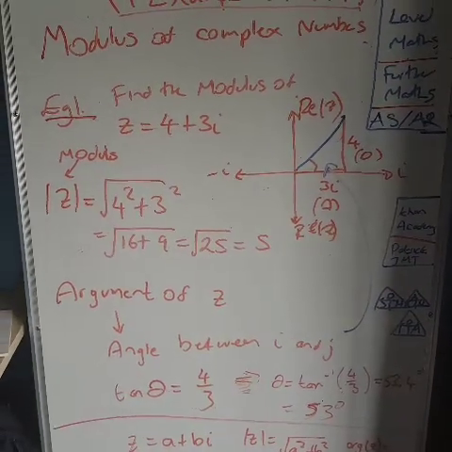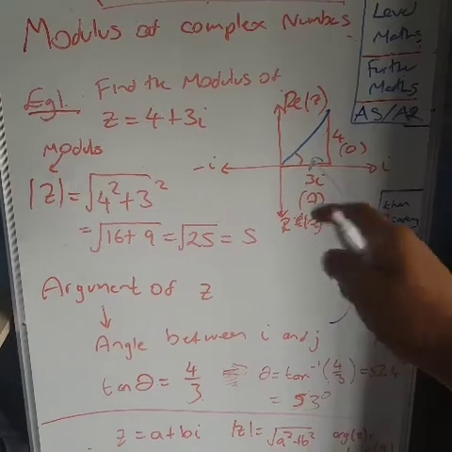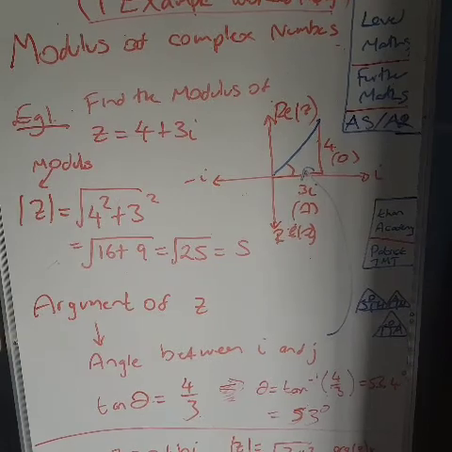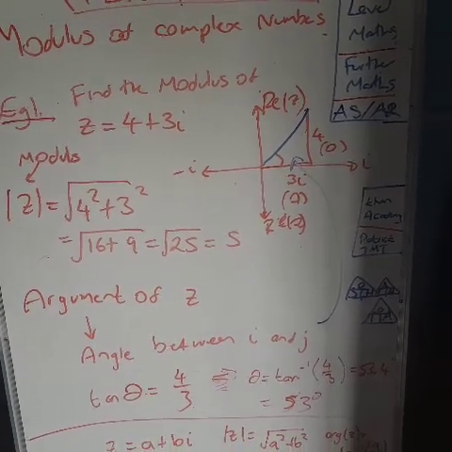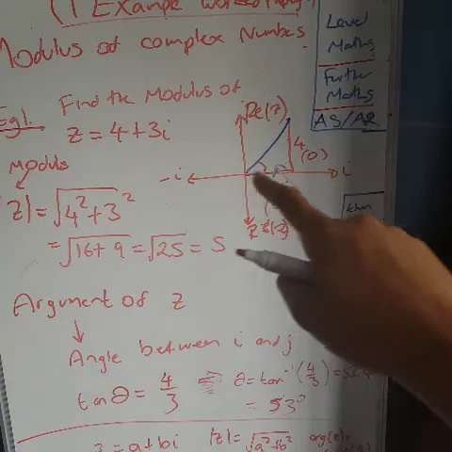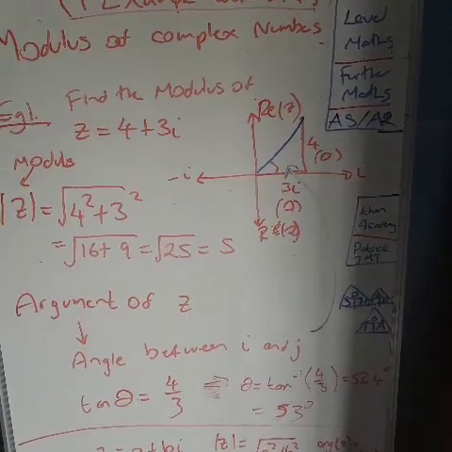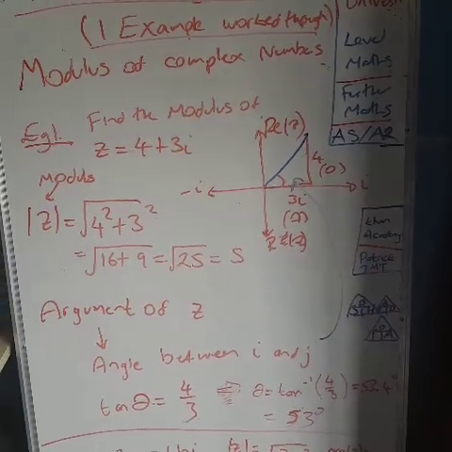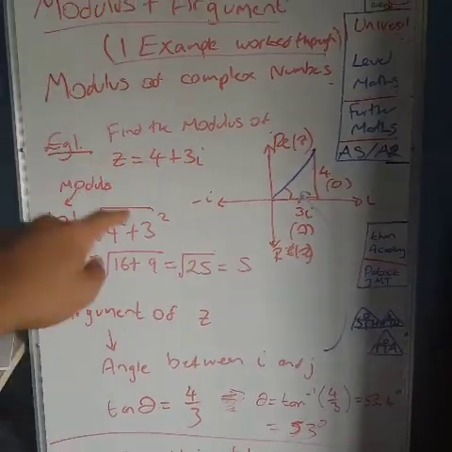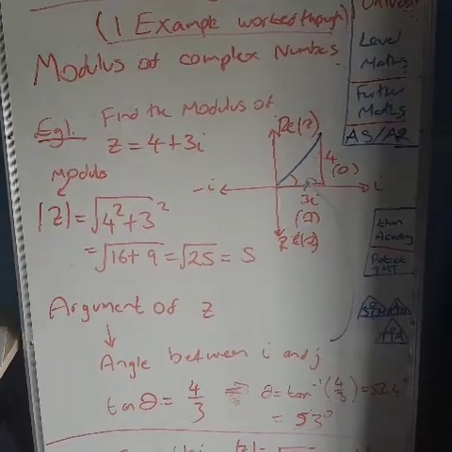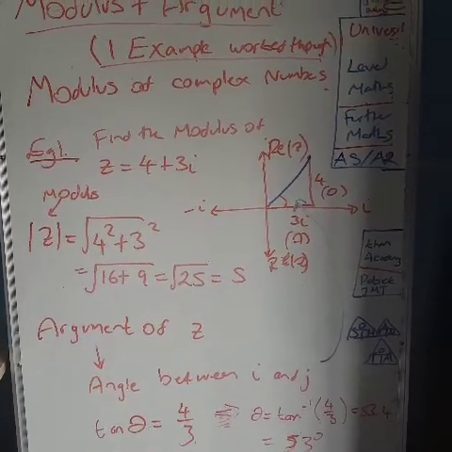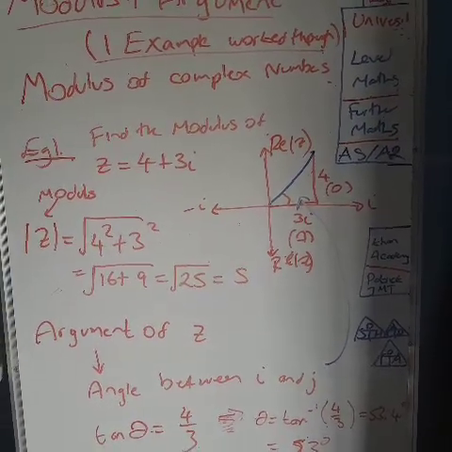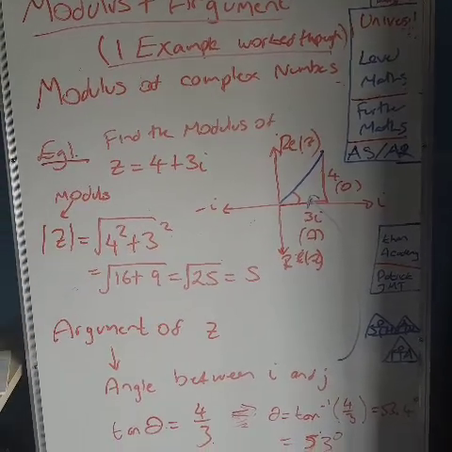Right, so modulus just means the length of that line there. It's that blue line, just the length of that line. It is Pythagoras, because we have a right angle triangle, and that angle there is 90. So it's the square root of a squared plus b squared to work out the modulus of z. 4 squared is 16 plus 9 is 25, the square root of that is 5. So the modulus of z is equal to 5. That's the amount. The modulus is just the amount.